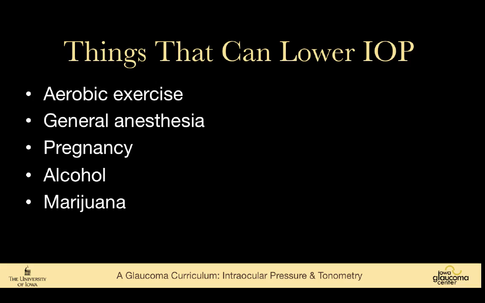But the pressure lowering of marijuana is offset by the fact that it decreases systemic blood pressure, which is not necessarily a great thing for the optic nerve.